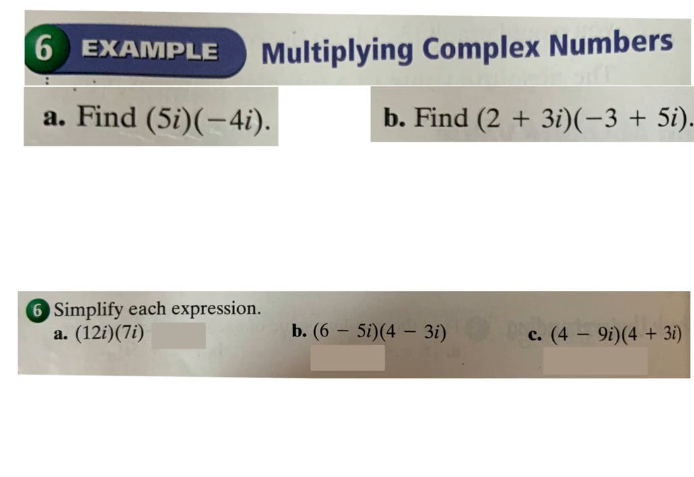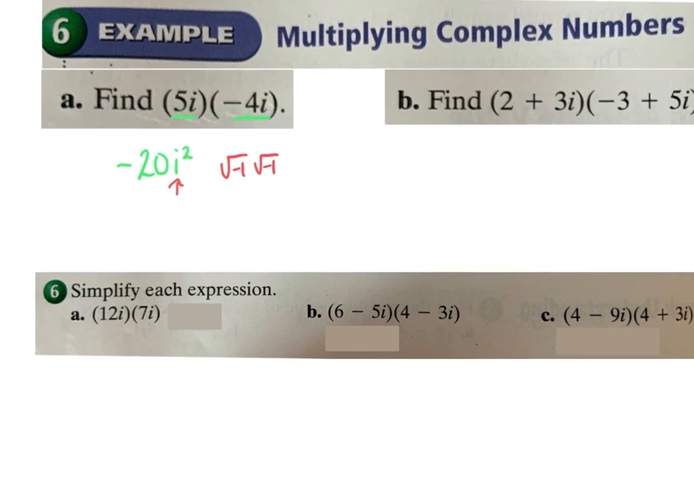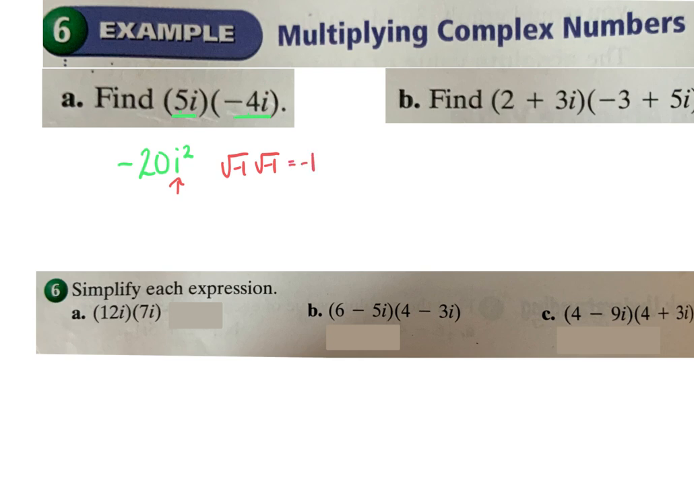I squared, right. So if I said 5i and negative 4i, you're going to say 5 times negative 4 and I times I. But I is actually defined. What is I? The square root of negative 1, right? So if I say I squared, I'm saying the square root of negative 1 times the square root of negative 1. What happens when I multiply a square root by itself? It's itself. So the square root of negative 1 times the square root of negative 1 is just negative 1. Which means in this particular problem, I actually have negative 20 times negative 1, which means I have what? Positive 20. That is my answer.